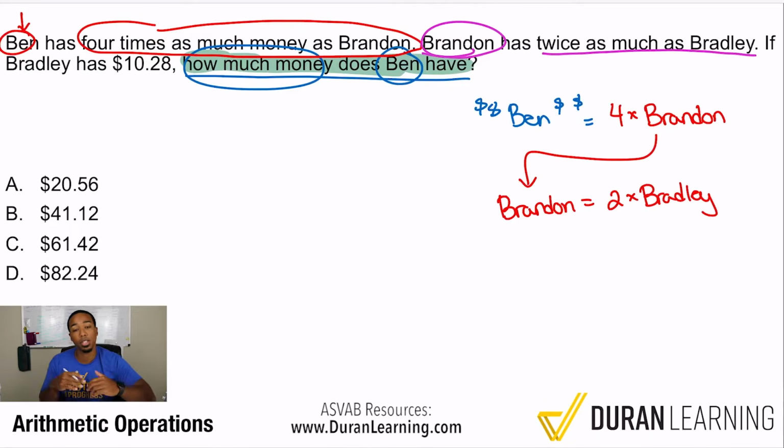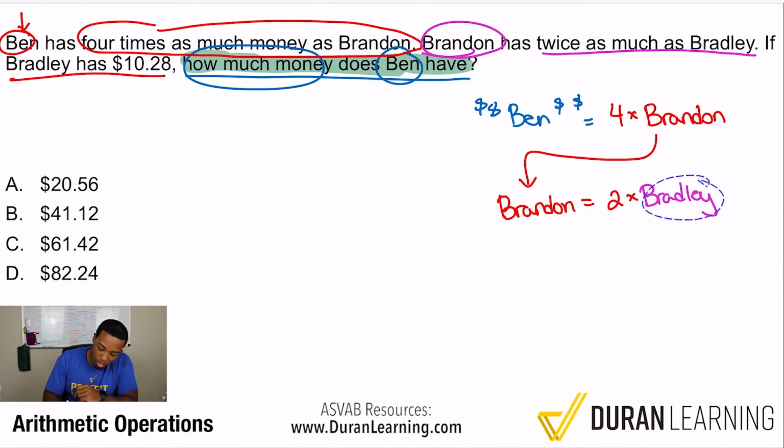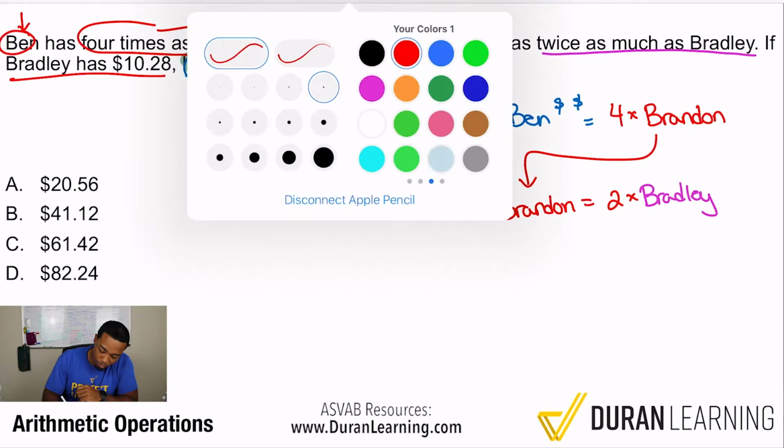All right, so now this is going down a rabbit hole, right? But we're still focused. We still know that Ben is connected to Brandon and Brandon is connected to Bradley. Now let's see if there's any other information on Bradley. Oh, for sure. Bradley has $10.28. So let me just go ahead and change Bradley's color here to purple.